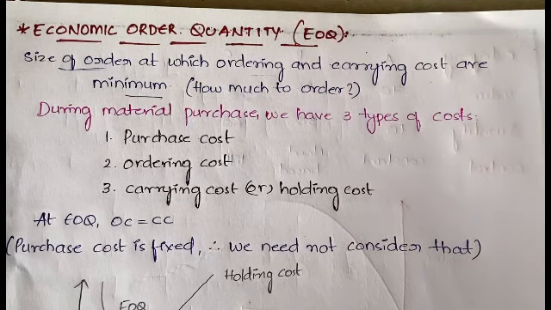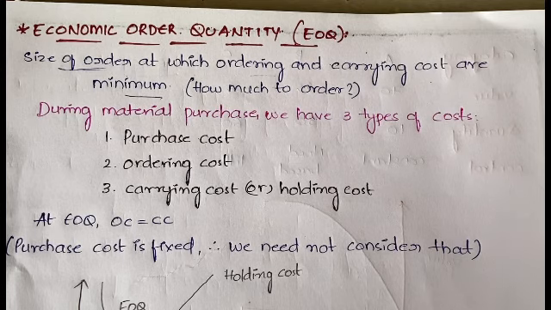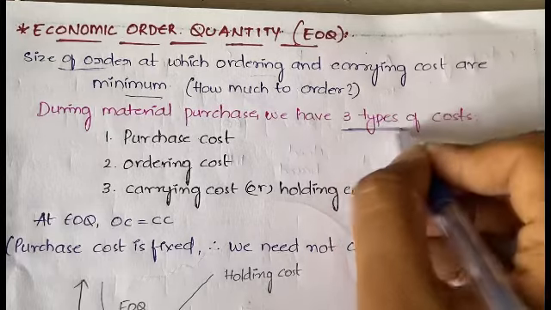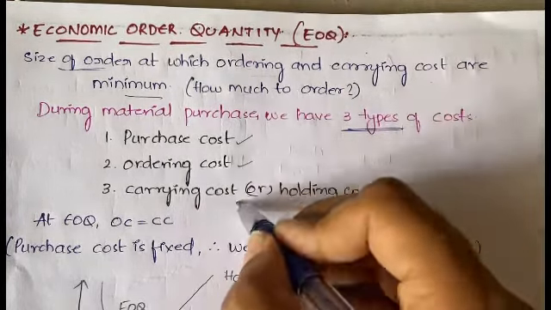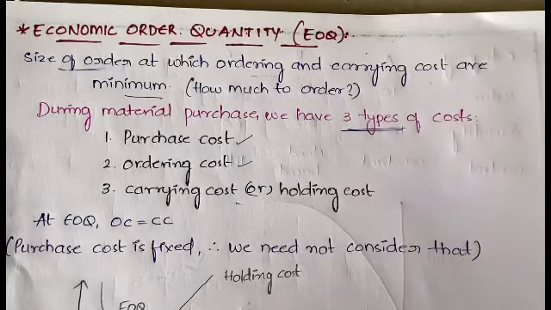Before learning about economic order quantity in detail, you should understand what ordering cost and carrying cost are. When we are purchasing a material, we will have a total of 3 types of cost: first is purchase cost, second is ordering cost, third is carrying cost. So what do you mean by purchase cost? It is the actual cost which you pay for that particular material.